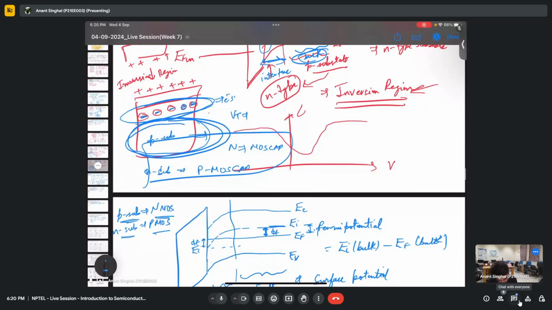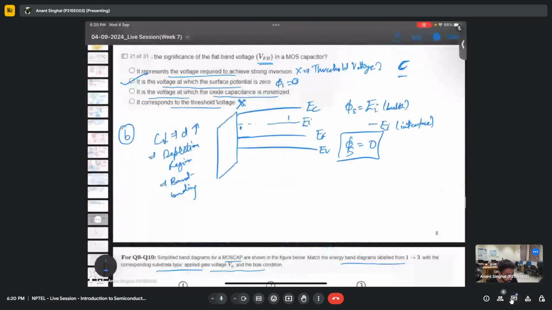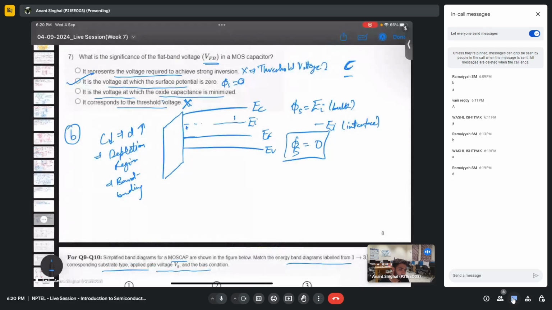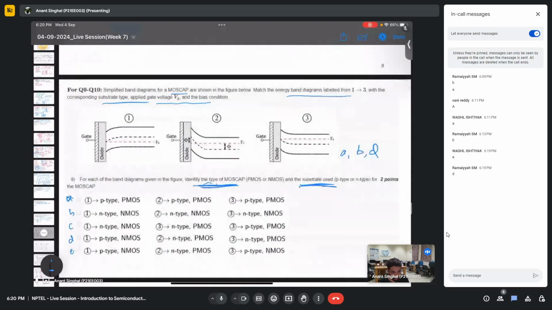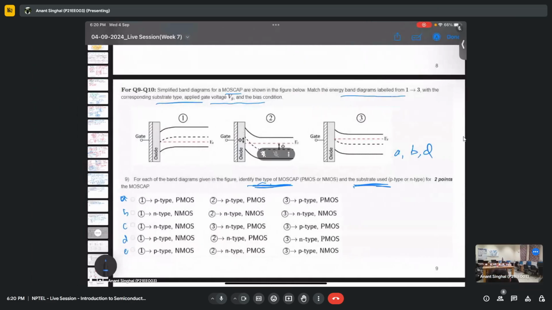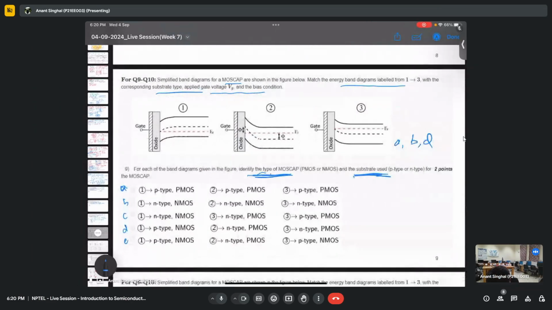Okay, so I've got two answers in the chat box, one is A, one is D, and then three answers, A, B, D. Let's try. This is very simple. For the substrate, we can clearly see the Fermi level is close to the conduction band, so the substrate is n type. Here it is again n type because it is closer to the conduction band. Here it is p type. So option D will be correct.